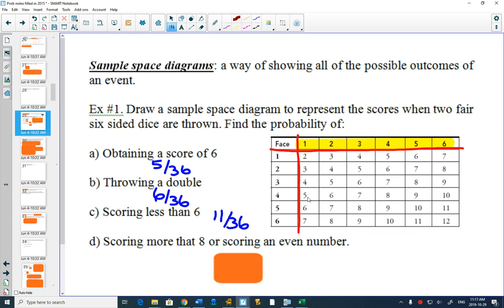And here is where words become really important. That word there, scoring more than 8 or scoring an even number, we want to find the probability of greater than 8, or is this symbol. This is how we could write that out.